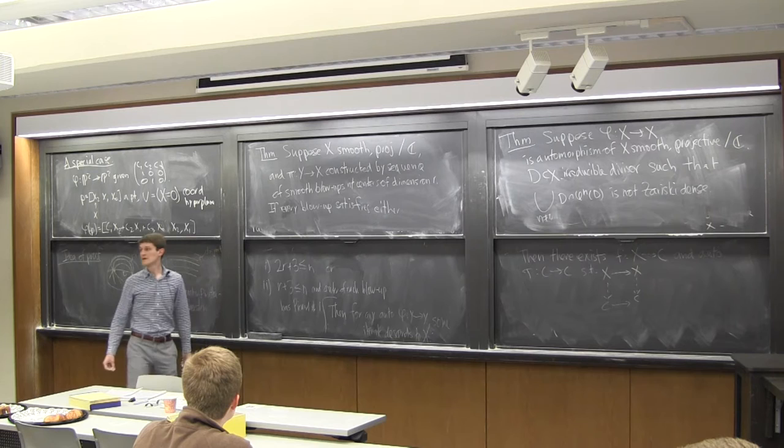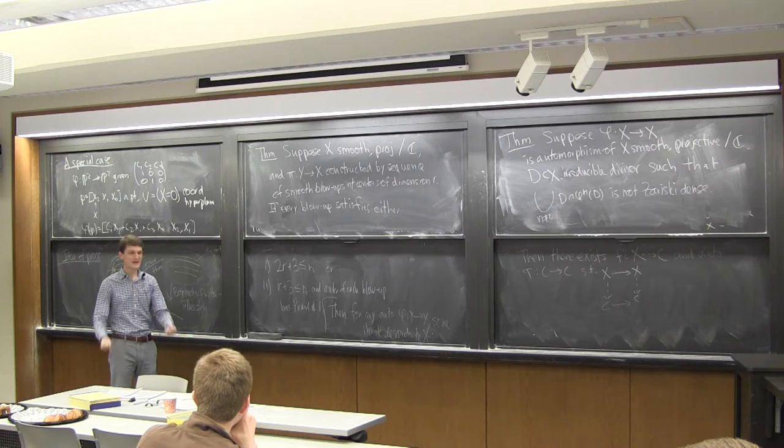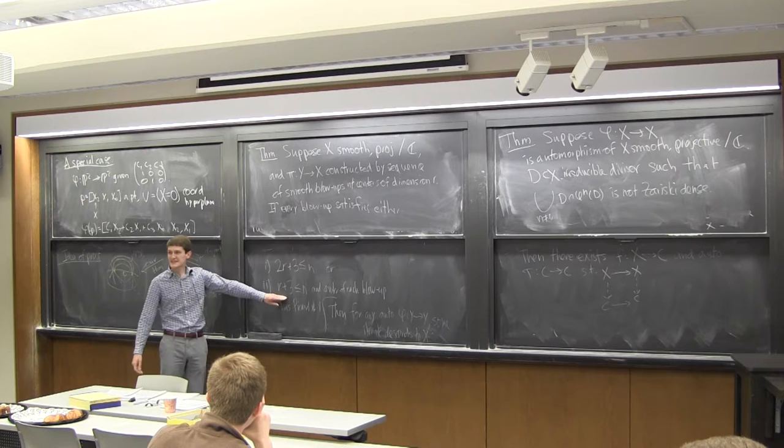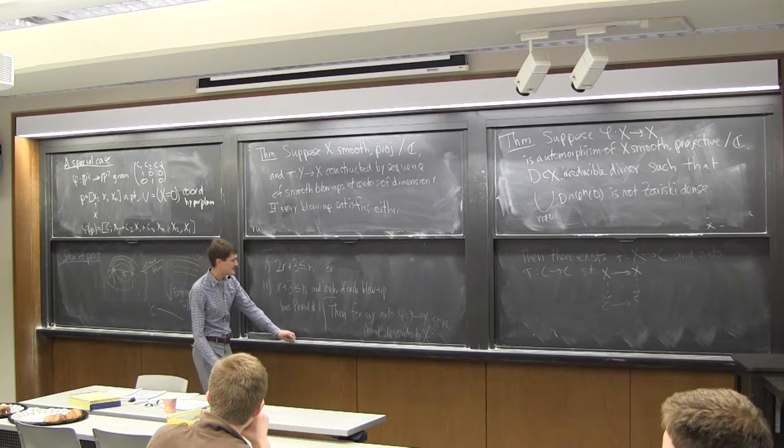Yeah, exactly. So there's just the quadratic transformation, the second iterate descends since it's the identity. But there are examples where you take P2 and you blow up 10 points or 9 points, and you get infinite order automorphisms of the blow-up that don't descend to P2. So if you tried to extend this to the case of codimension 2, it's false. But in codimension 3, it's OK, as long as you only blow up things of Picard rank 1. But without some hypothesis on what you're blowing up, this is false. But as long as you control what you blow up, some iterate descends to X.